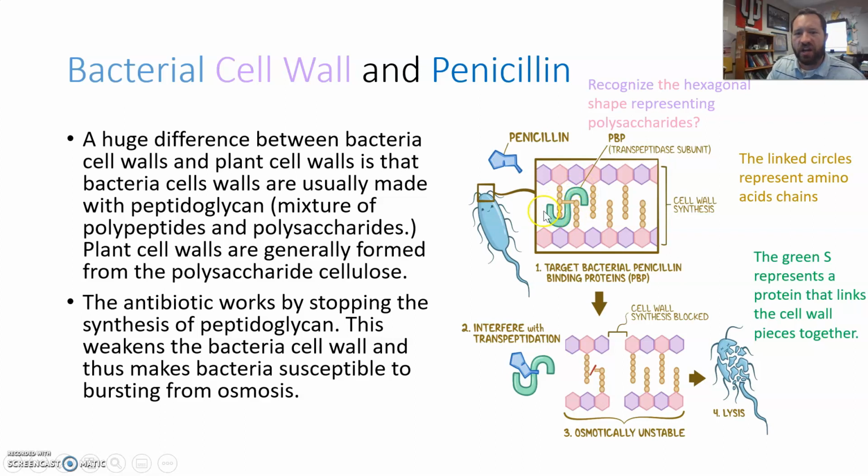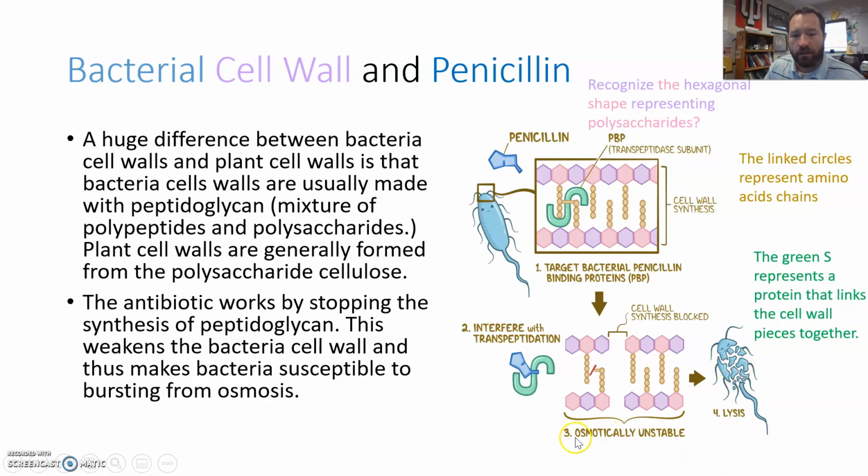You can kind of see it here. It kind of hooks around this end of the amino acid and that end of the amino acid, and kind of holds the wall together, holds the different pieces of the wall together. And what penicillin does is it targets this particular protein that holds the bacteria cell wall together. And without that protein, penicillin's blocking it from doing its job. Without that protein, the wall isn't held together, and so in essence, it falls apart, it breaks.